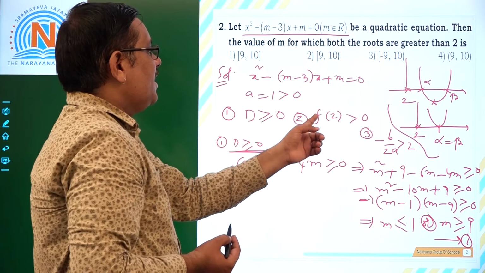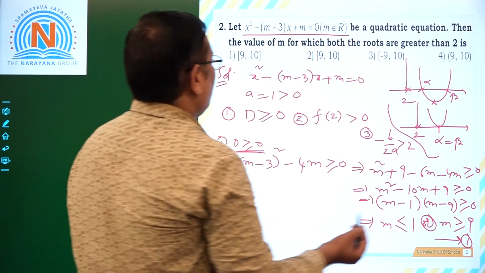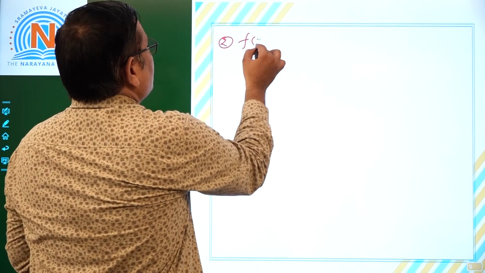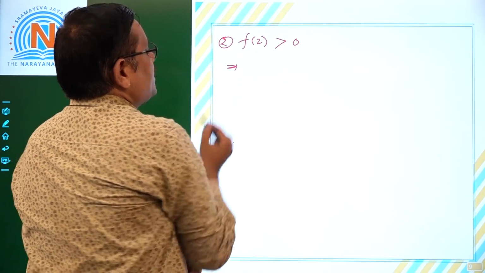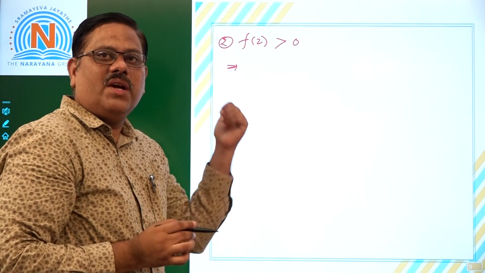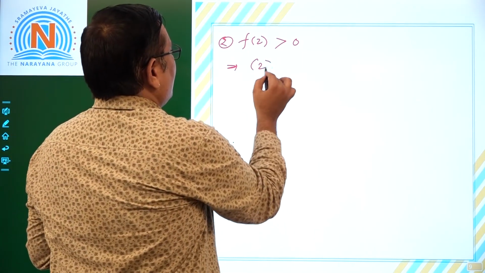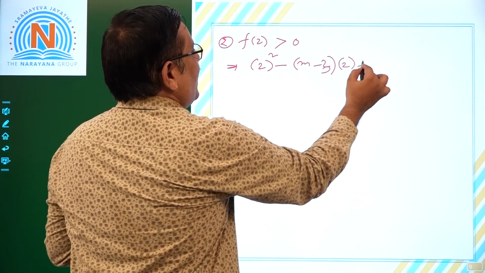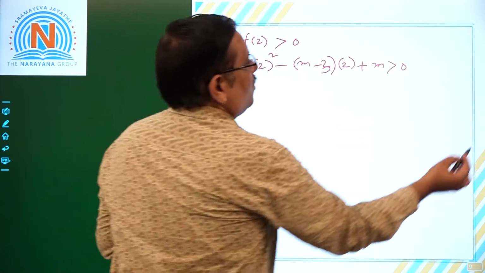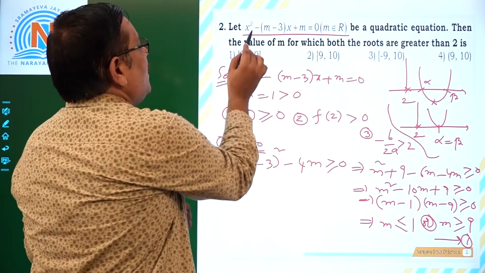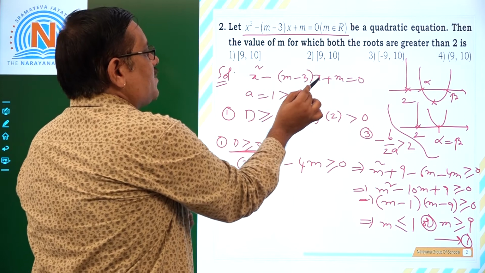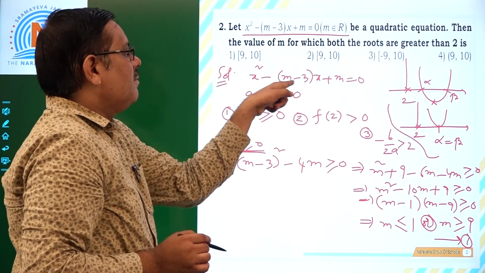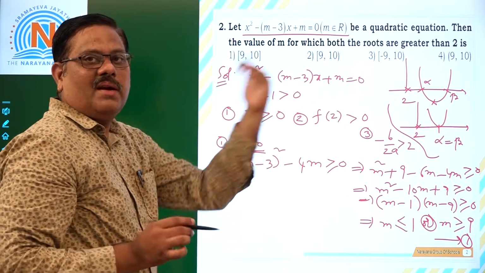The second condition is f of 2 more than 0. That implies wherever you have x, in place of x we have to write 2. So we have 2 square minus (m minus 3) times 2 plus m greater than 0.